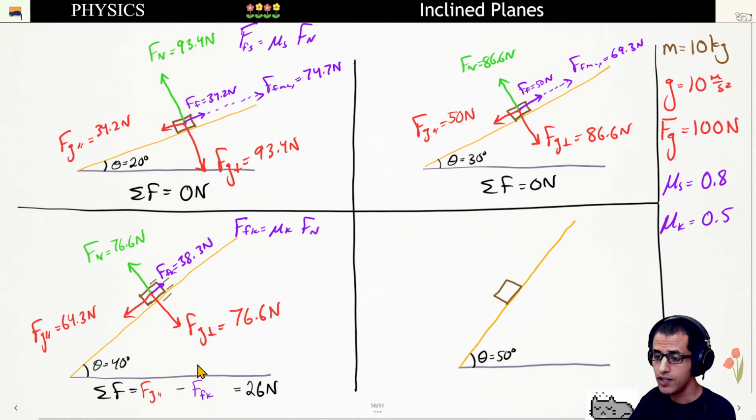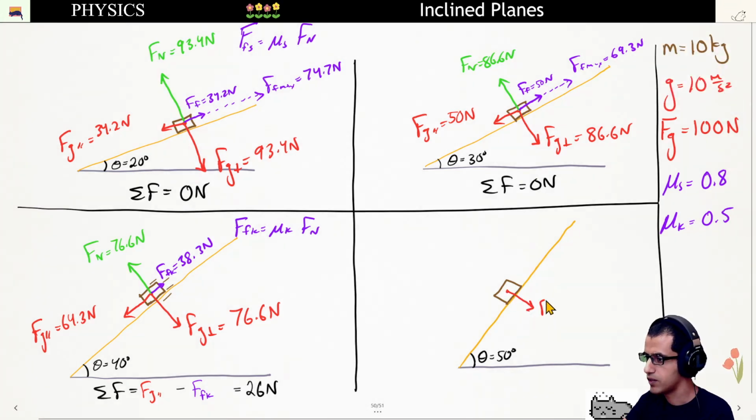And we can use that to find the acceleration if we wanted to. We can take the net force; acceleration is equal to net force divided by mass, 26 newtons divided by the mass of 10 kilograms. We'll get 2.6 meters per second squared for the acceleration. So now that we know at this angle of 40 degrees the block accelerates, it's also going to accelerate at 50 degrees. So let's go ahead and just finish this example.